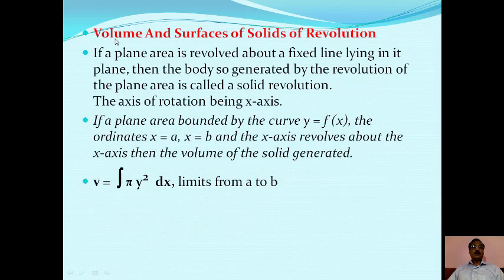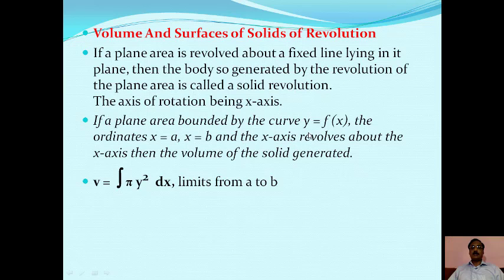Now we have volume and surfaces of solids of revolution. So we can say that the surface revolves about x-axis or about y-axis. In this topic, if a plane area is revolved about a fixed line lying in its plane, then the body so generated by the revolution of the plane area is called the solid of revolution. The axis of rotation is the x-axis, sometimes it is the y-axis also.